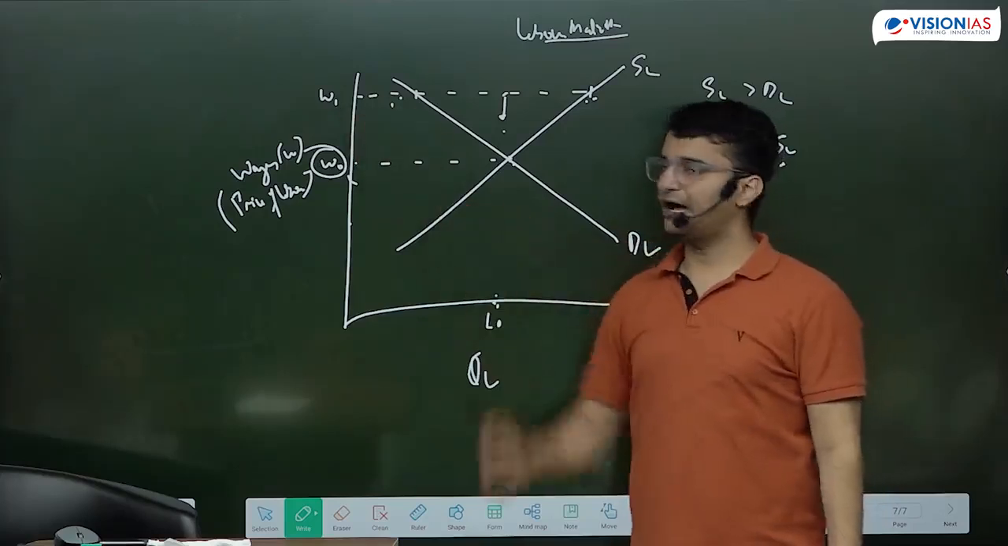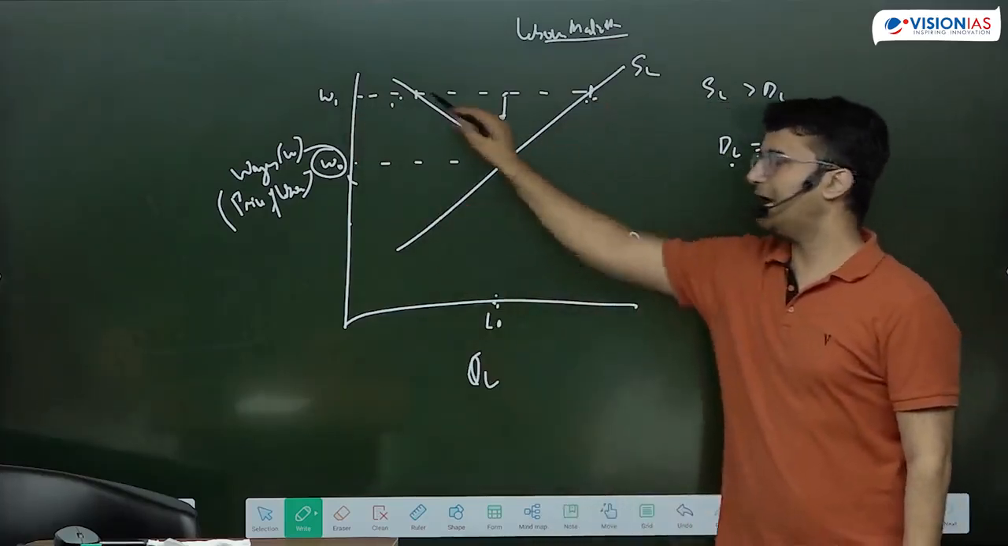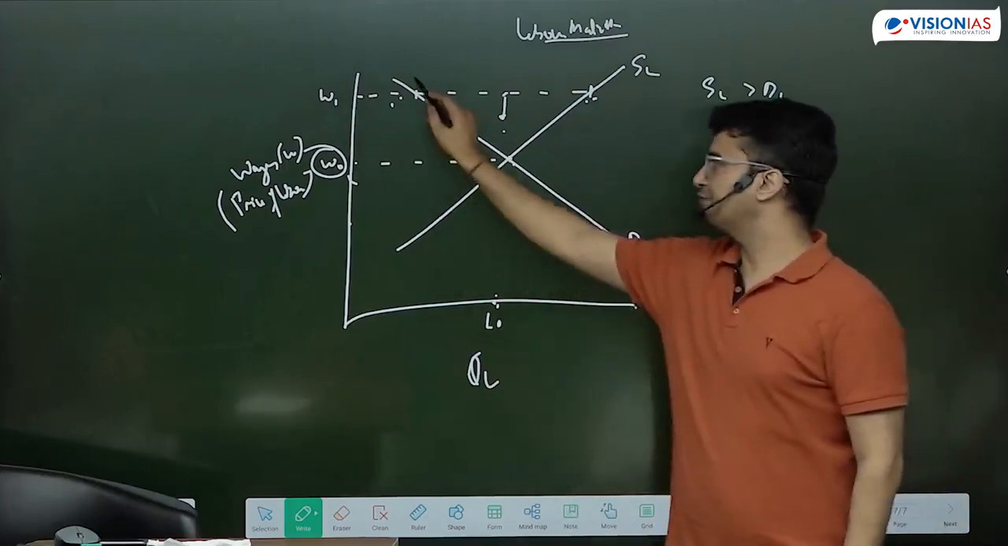If wages are higher than W0, that is at W1, you have more supply as compared to demand. That means who are these people?